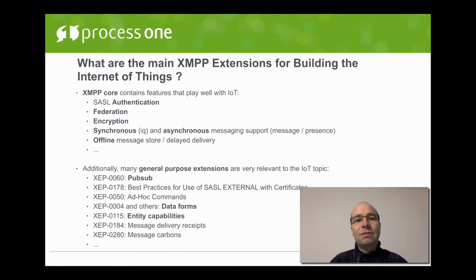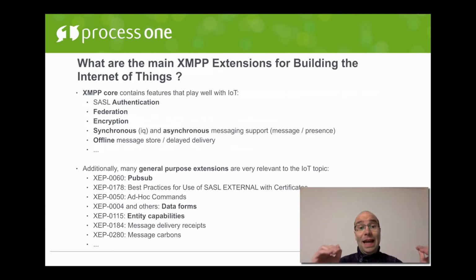What are the XMPP extensions that are available for building the Internet of Things? So first, the core of XMPP is already very, very powerful and allows handling a lot of the features needed by the Internet of Things. So you have authentication, you have federation, you have encryption, you have synchronous or asynchronous messaging, you have delivery of offline messages, and so on. So this is already a good set of features that you can use to build the Internet of Things inside XMPP.